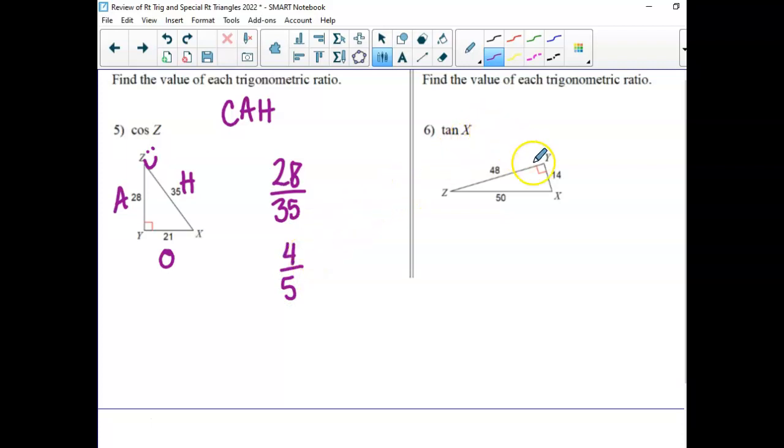All right, and tangent of X, X is down here. So our hypotenuse across from the 90 is this 50. Opposite of X would be the 48 and adjacent. And tangent is TOA, or opposite over adjacent. What do those reduce by? Just 2? 24/7? Are we good? Any questions?